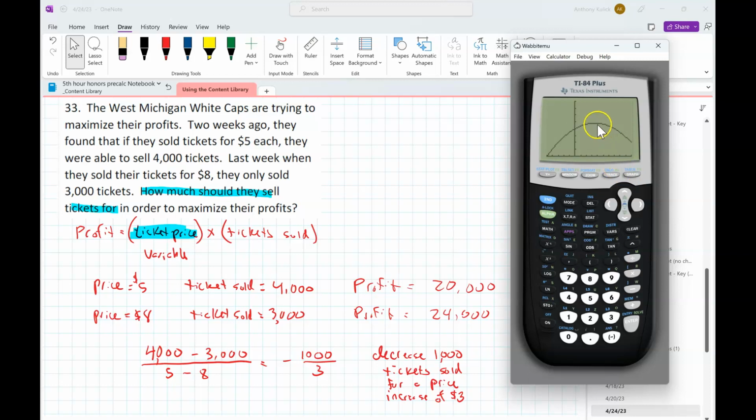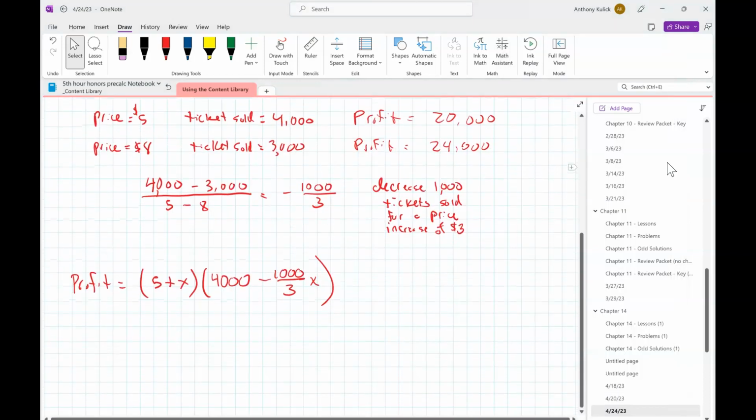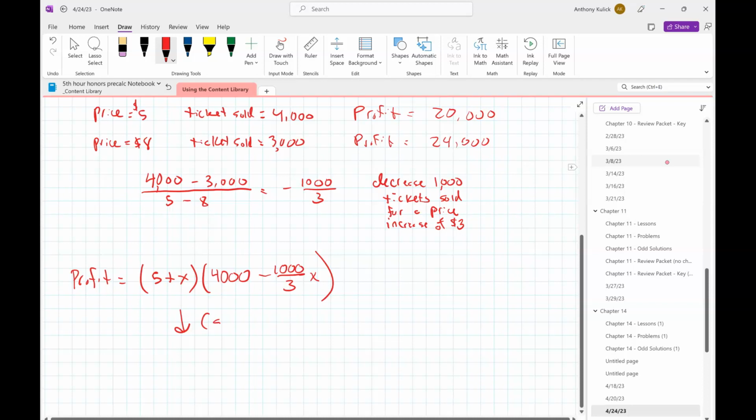All right, so there's my maximum right there. Second trace, maximum command, enter, and go over on the right side, enter, guess. So 3.49 gives me $24,083.